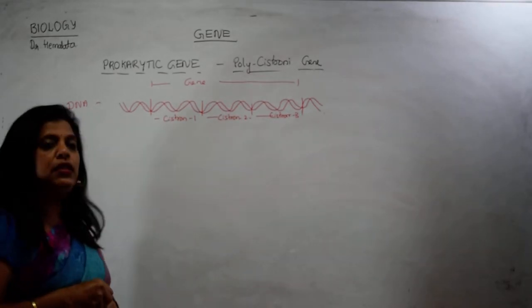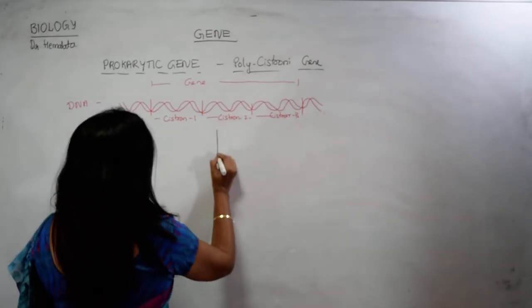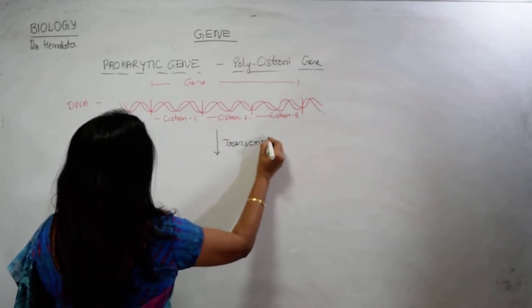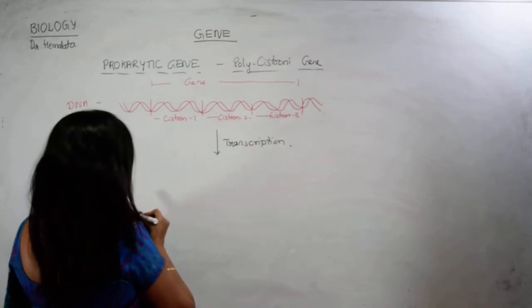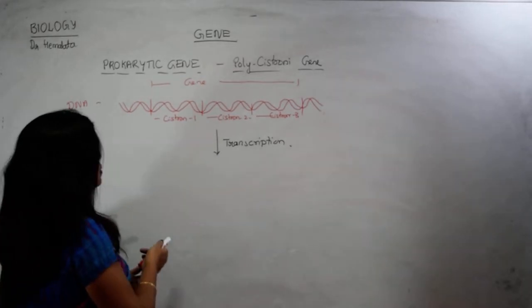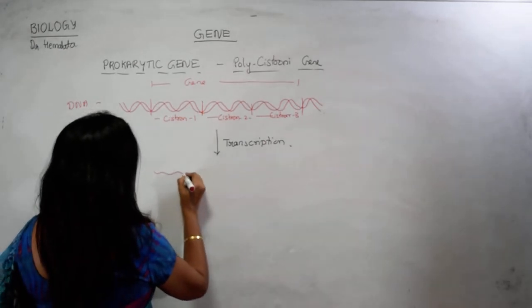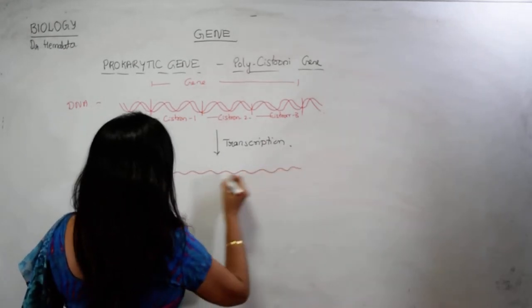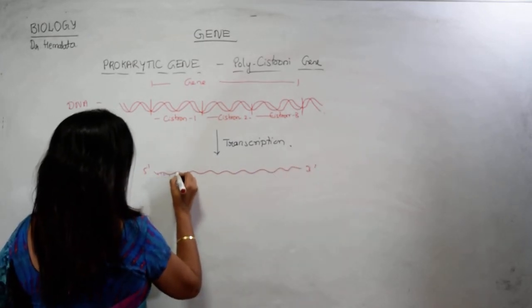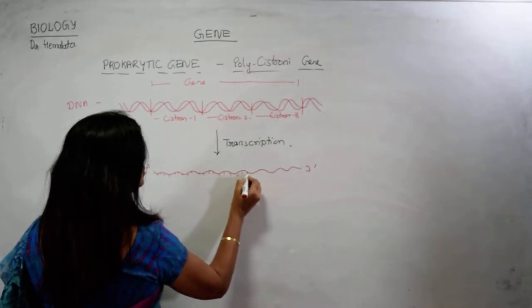Remember, whenever this DNA undergoes transcription, mRNA is formed, right? The mRNA contains a single structure for all the cistrons. From here till here, you get a single mRNA, 5 prime to 3 prime. These are all coding sequences.